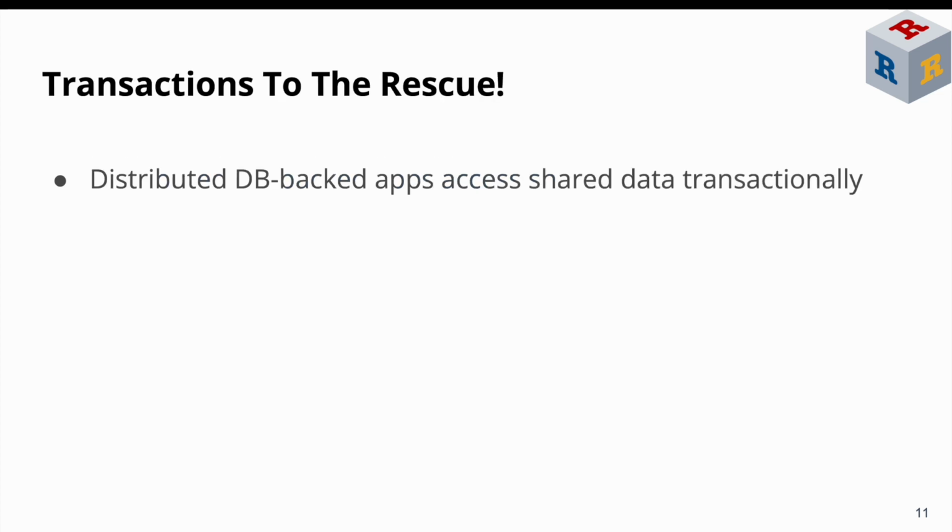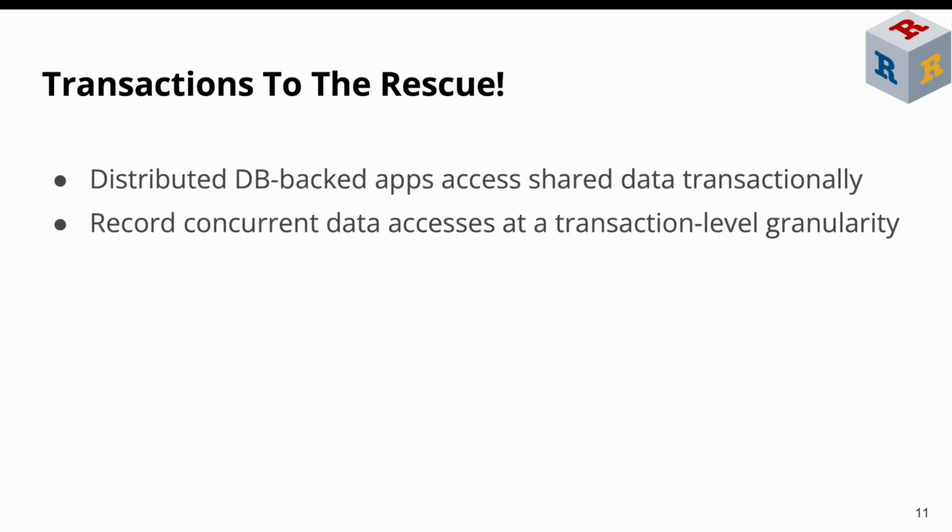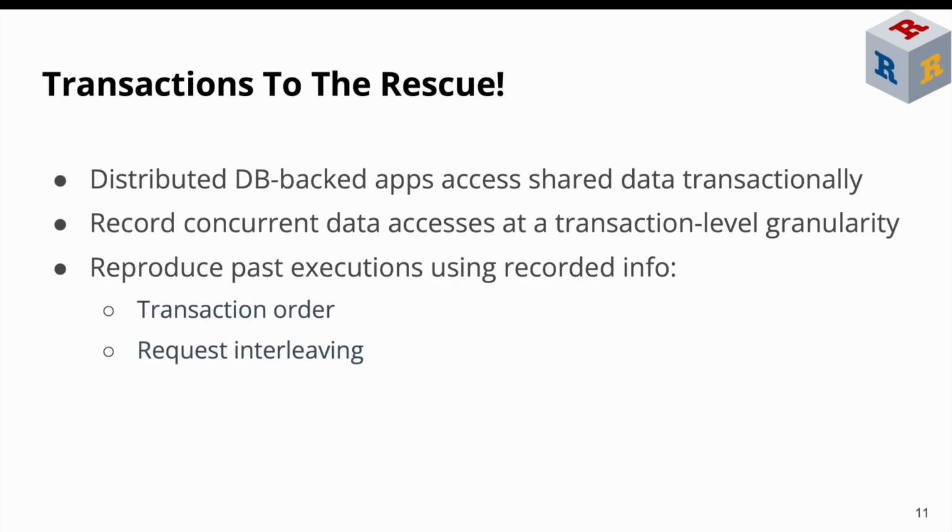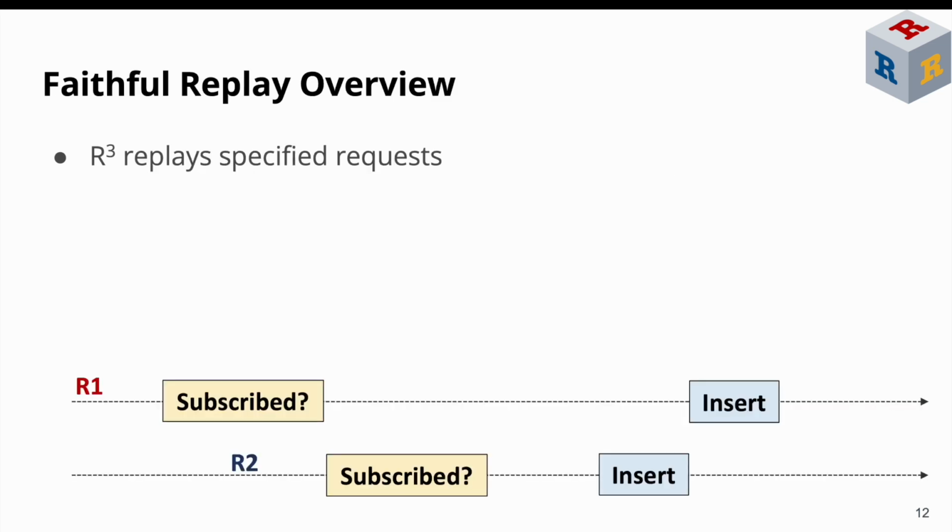We found that distributed database-backed applications mostly use data transactions to access shared state. Given this transactional data access pattern, we can record concurrent data accesses at a transaction level granularity, making it much more practical. Then, we can reproduce past executions using the recorded transaction order and transaction interleaving pattern. Let me show you how we do this.